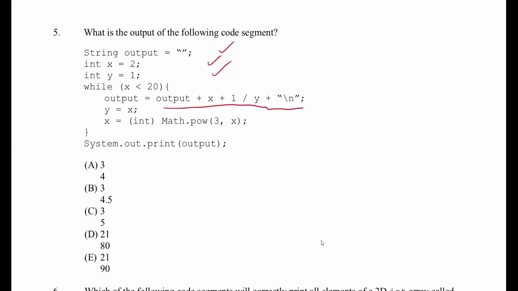Let me ask you, which operation is it going to do first? Yes, this operation is going to do first. So this will become 1 over y, so it will just return 1. So what is the output? The output is a string, the empty string. So x is 2, 2 plus 1, 2 plus 1 is 3.